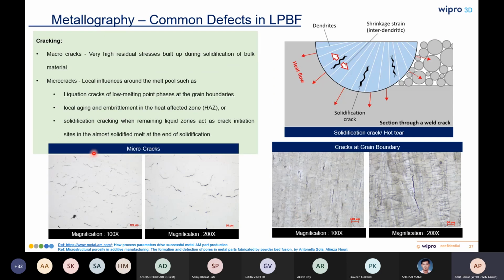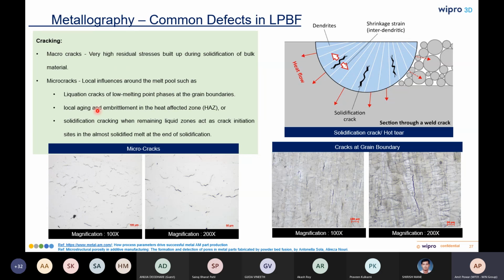Other than this, macro cracks can be seen. Because of the very high residual stresses built up during solidification of the bulk material, macro cracks can be observed, and you can see these macro cracks by the eyes. And most of the times, the build gets failed due to these macro cracks.